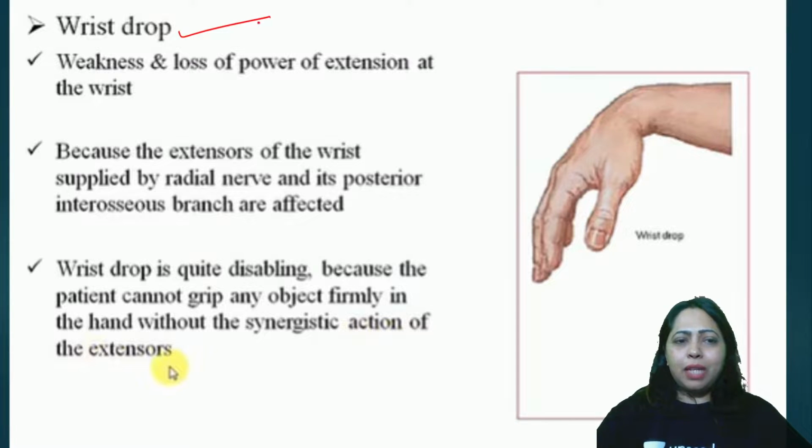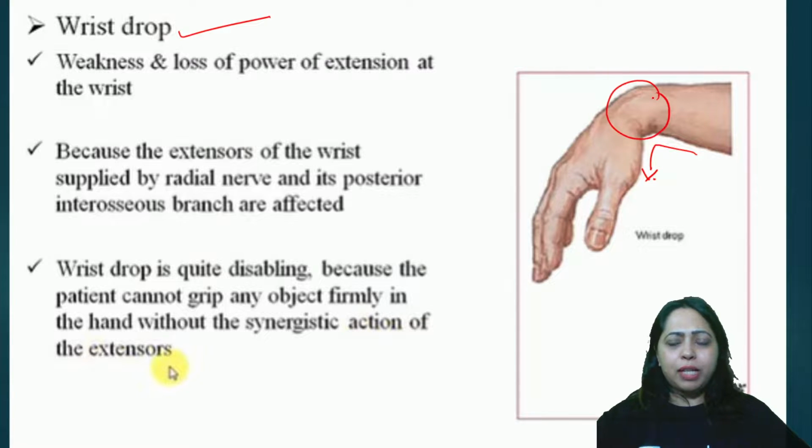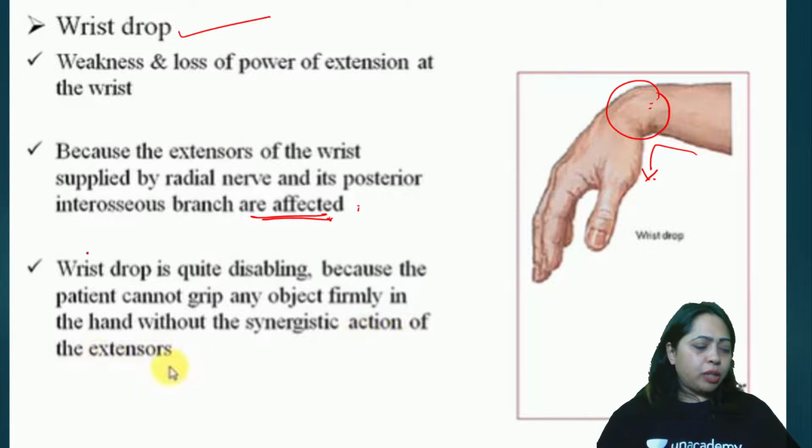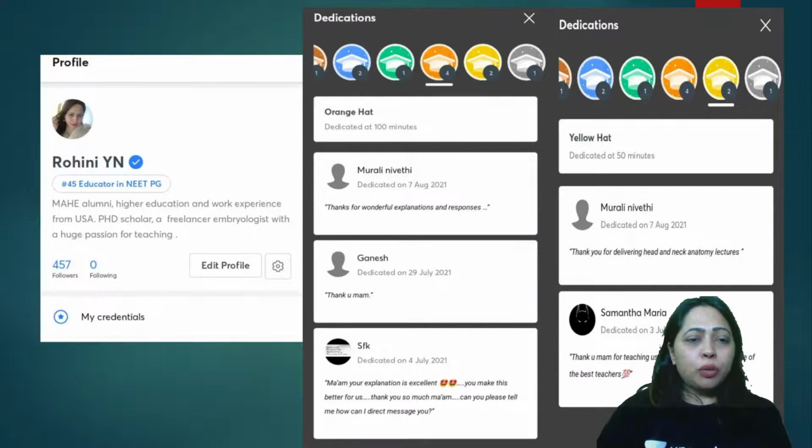So here you have to remember some of the other important main features, that is wrist drop. If there is damage to the radial nerve, one of the important key things that you will notice in the patient is the wrist drop. You can see there is no extension at the wrist because the extensors of the wrist are supplied by the radial nerve, and its posterior interosseous branch is affected. That's the reason the extension is not possible. Wrist drop is quite disabling, and because the patient cannot grip any object firmly by his hand without any action of the extensors, you can easily make out that the patient has inability to do such actions, and definitely there is an issue with the radial nerve. All right, so these are all the important things that we wanted to discuss today.